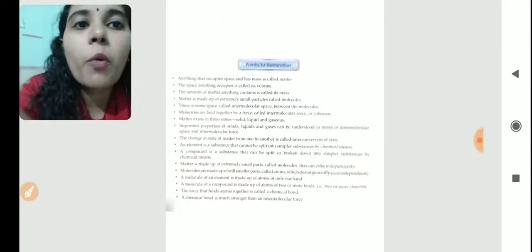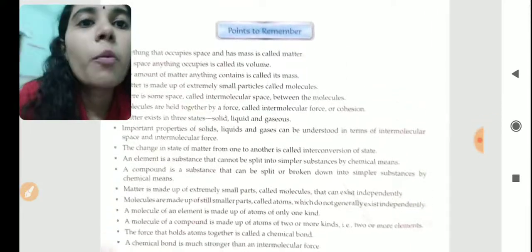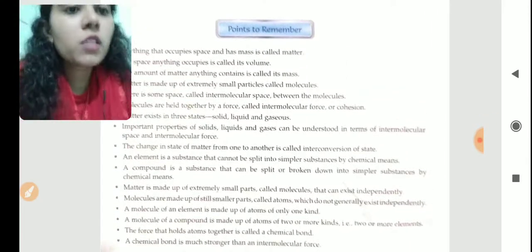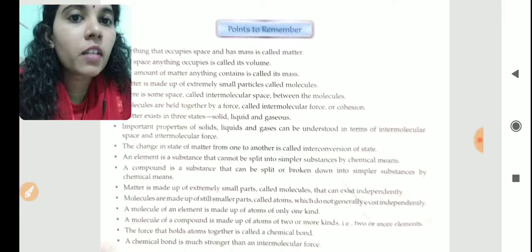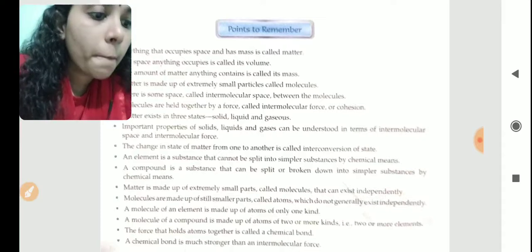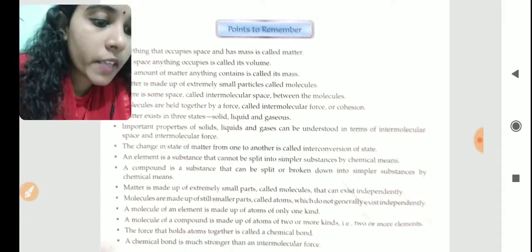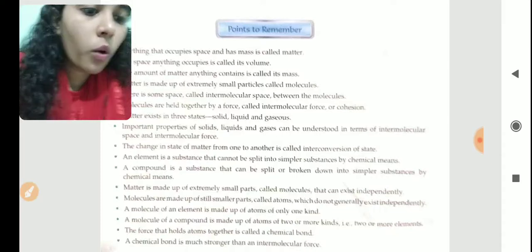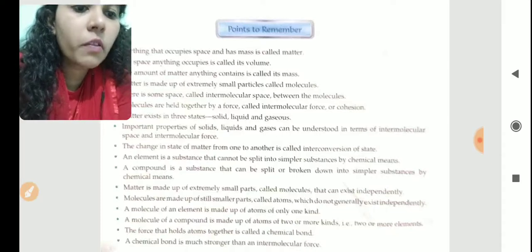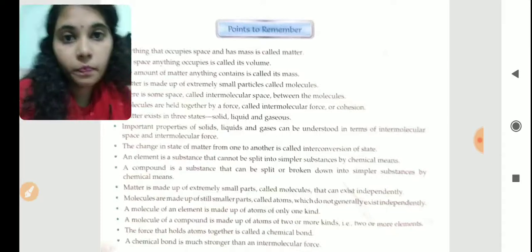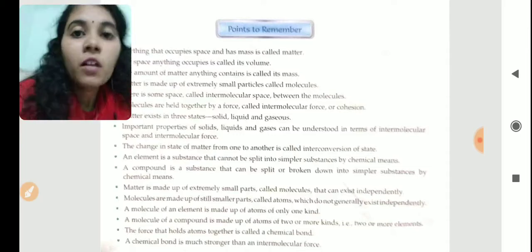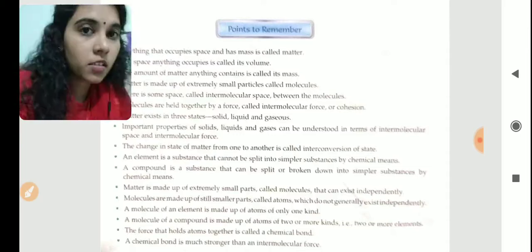Go through the points to remember. All of you read them, because the same things I have explained here are given there. Your objective questions, fill in the blanks, true or false, and question answers, I will give tomorrow. And tomorrow we will start our next chapter also.